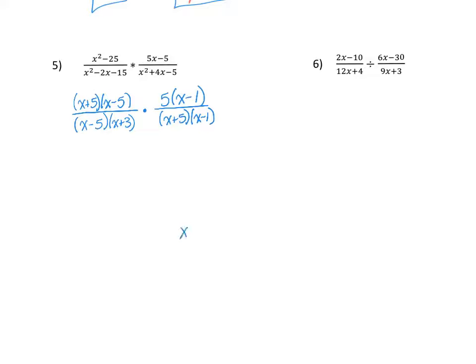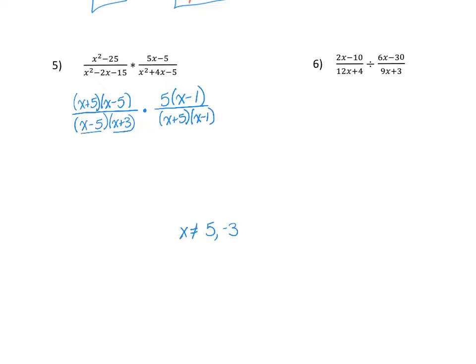So I write them down here so they're out of the way. The restrictions are going to come from both denominators. So x minus 5 shows that x cannot equal positive 5. This x plus 3 says that x can't equal negative 3.